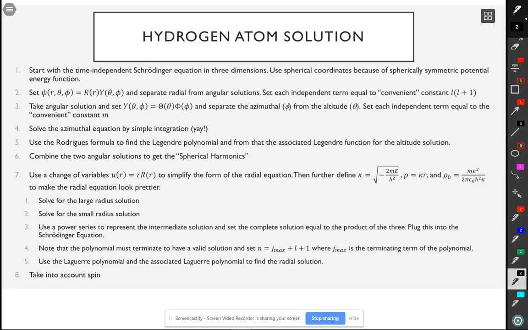And then you get the azimuthal equation that turns out to be simple. You just have the second derivative with respect to phi is equal to phi times a constant. So that one is simple. You just have e to the, you have i in there because of the sign. So maybe it was a minus. I don't know. I'd have to look at it to see what the signs are.